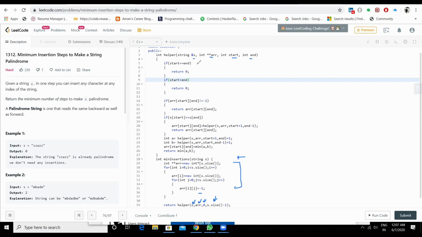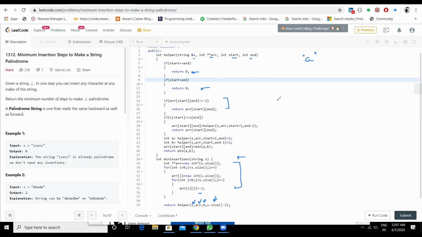Now, if start is equal to end, which means the size of the string is 1, we do not need any insertion, so the answer is 0. If start is greater than end, which means the size of the string is less than 0, which is actually not possible, so again, no insertions. Now, if we already have a calculated answer for this string, we can simply return that answer.